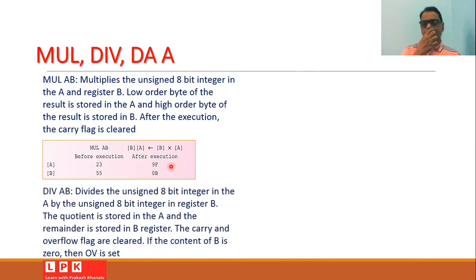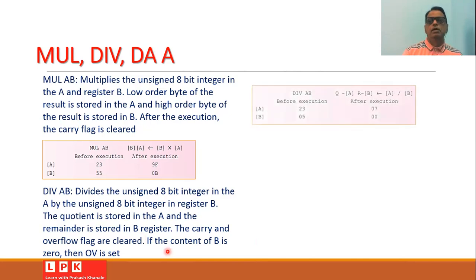It is also possible to divide two numbers, and the direct instruction is DIV AB. So this will divide the 8-bit unsigned number in A by the 8-bit unsigned number in the register B. The quotient will be stored in A and the remainder will be stored in the register B. The carry flag and overflow flag are cleared. If the content of B is 0, then the overflow flag will be set.